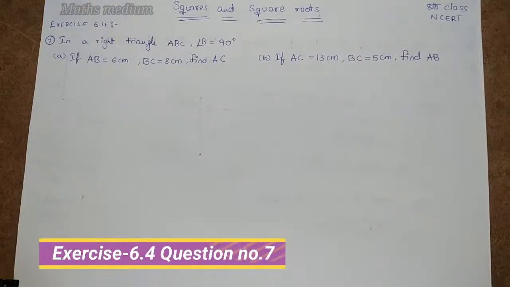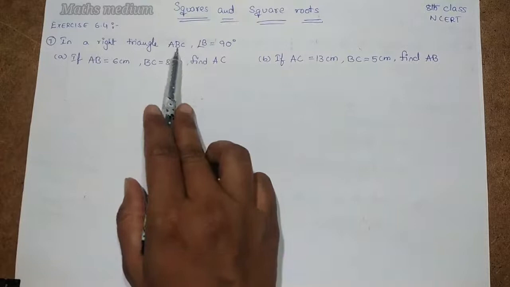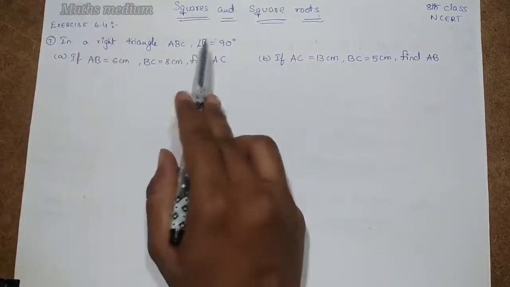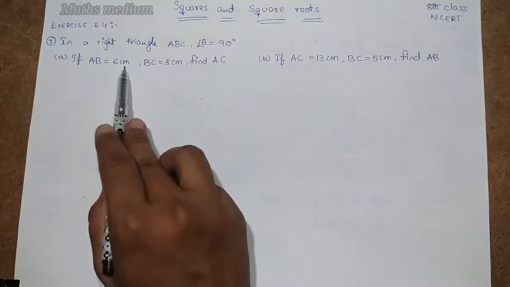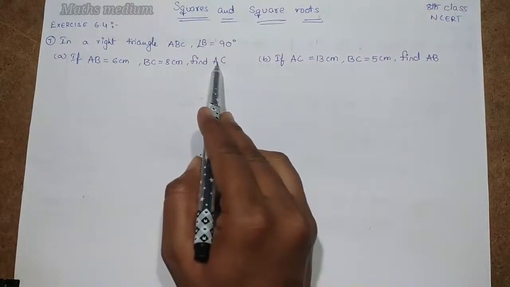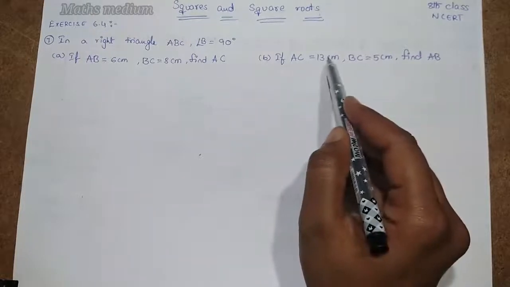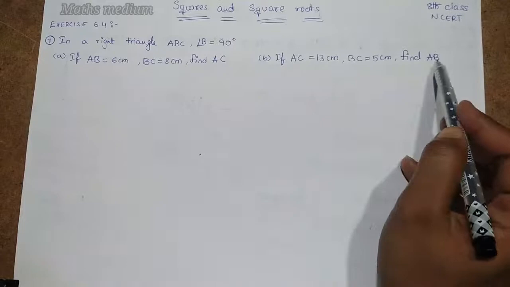Today I came with exercise 6.4 from Squares and Square Roots, 8th class NCERT. Question number 7. In a right angle triangle ABC, angle B is equal to 90 degrees. If AB is equal to 6 centimeters, BC is equal to 8 centimeters, find AC. Second one is, if AC is equal to 13 centimeters, BC is equal to 5 centimeters, find AB.